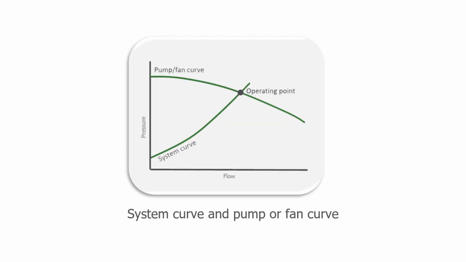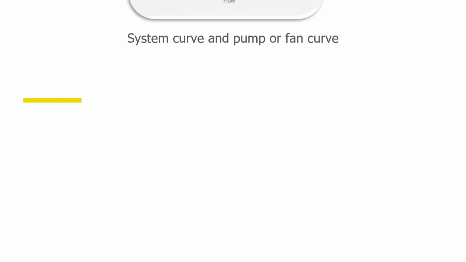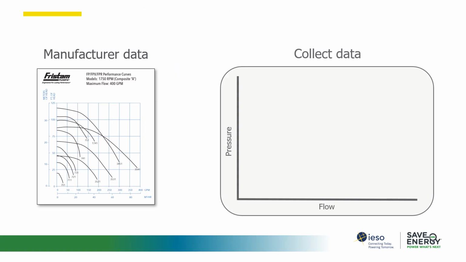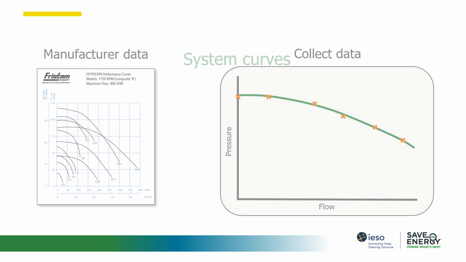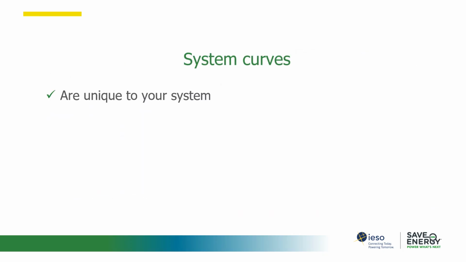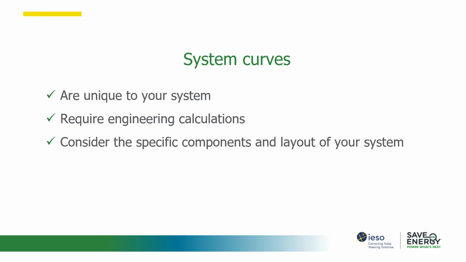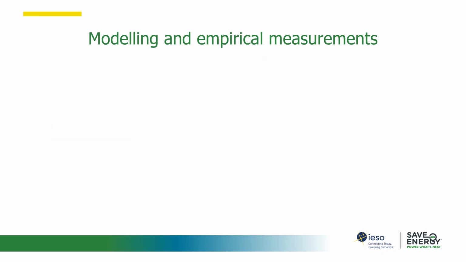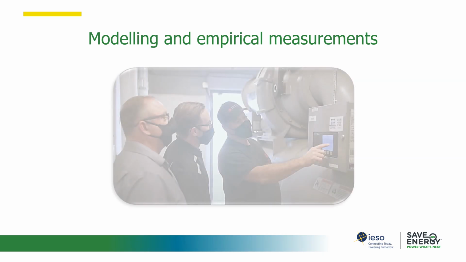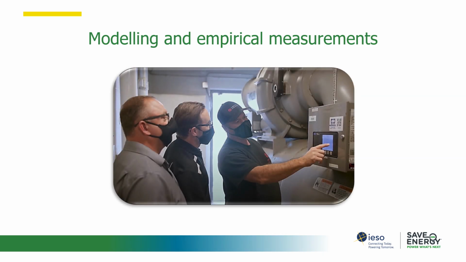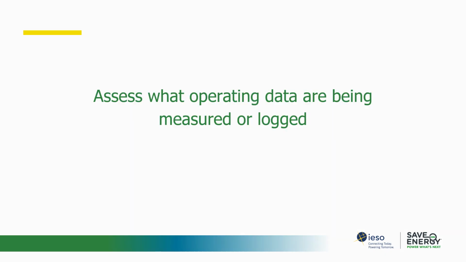The second piece of information to check is the system curve and the pump or fan curve. These are useful for understanding the power consumption of your equipment under operating conditions. Pump or fan curves may be available from the manufacturer or may be generated by plotting outlet pressure at different flow rates. System curves are unique to your system and require engineering calculations that take into account the specific components and layout of your system. For complex systems, modeling software can be used, or the system curve can be generated empirically by measuring pressure at various flow rates. Next, you'll want to assess what operating data are being measured or logged.